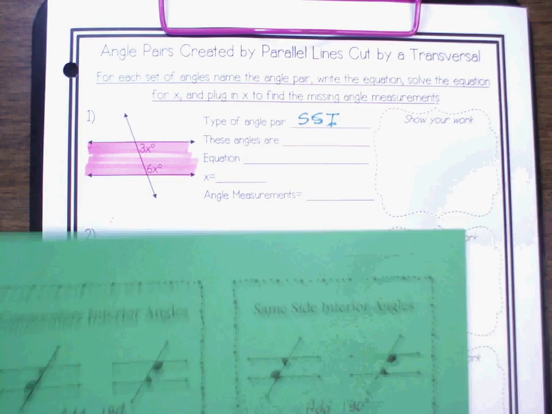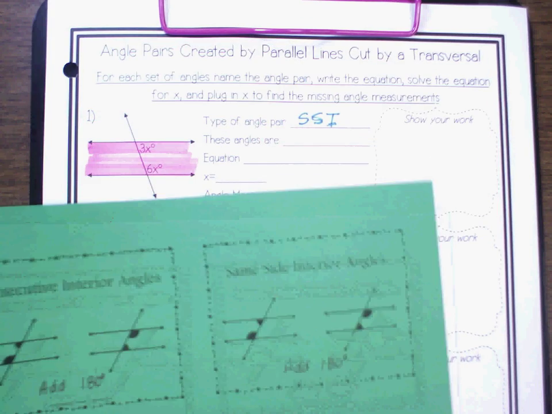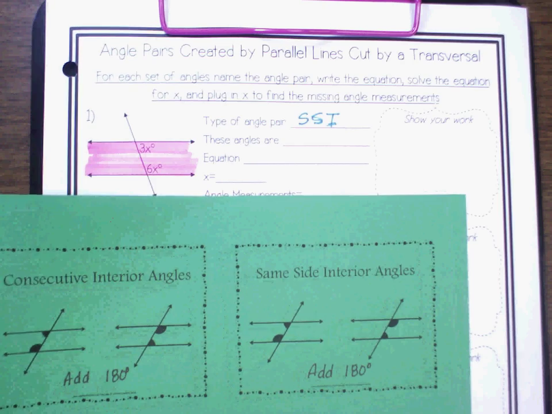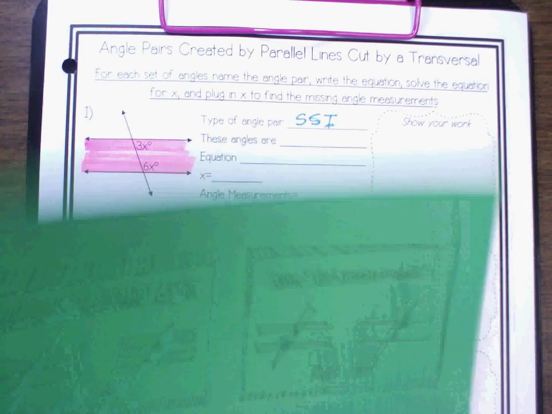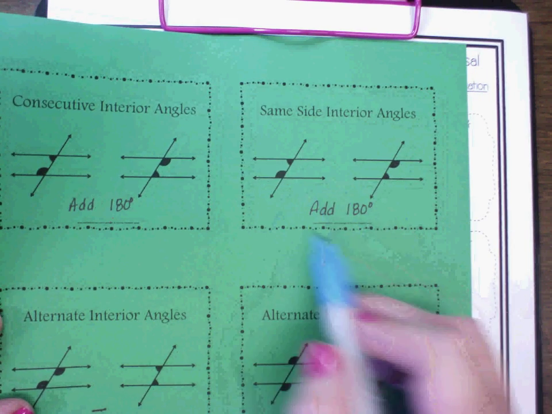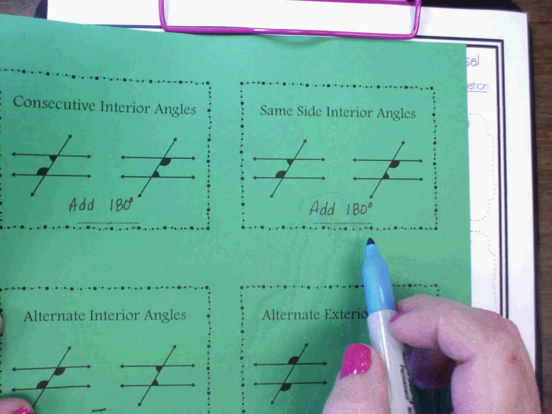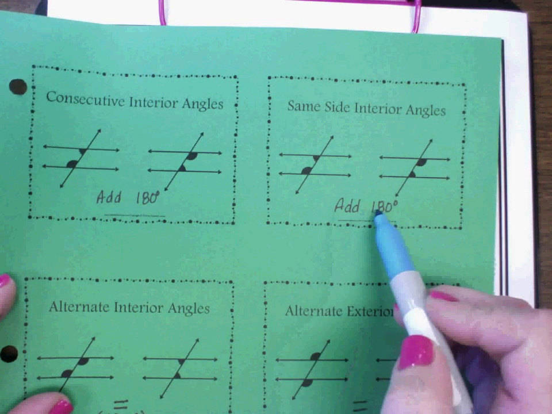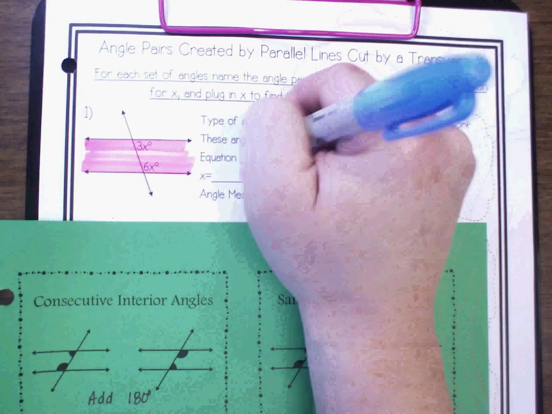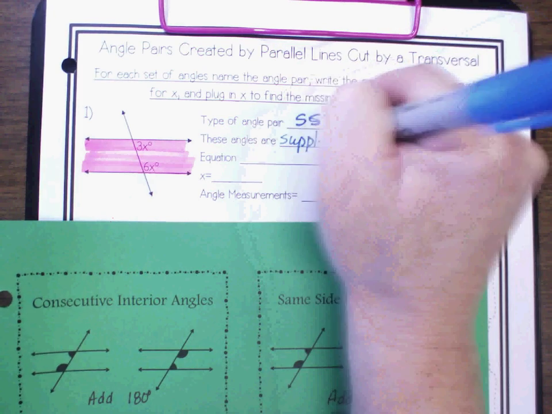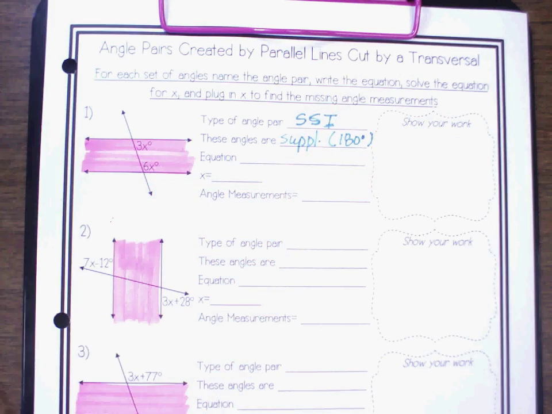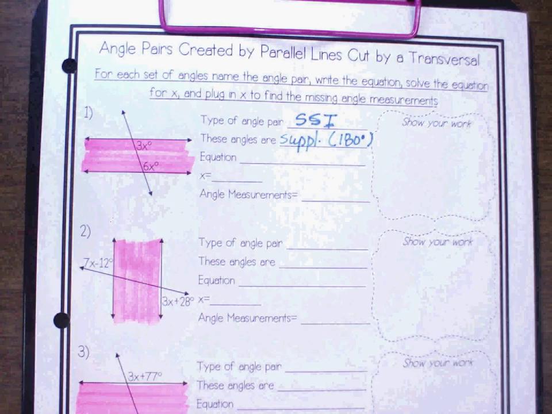So the first thing that you need to do is figure out which angle it is. They're on the same side, and are they interior or exterior? Interior. So they're same side what? Interior. So can I write SSI? Does everybody understand that? All right. So these angles are same side interior, right? So that we don't have to copy everything. I'm a little lazy when it comes to writing. I'm sorry.